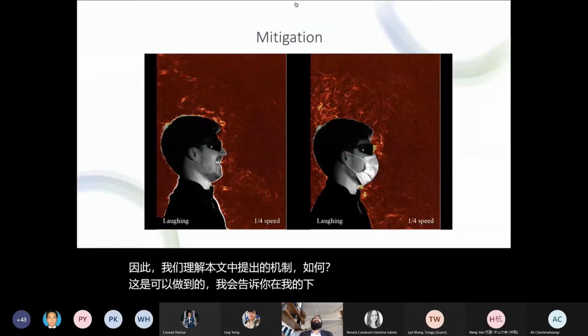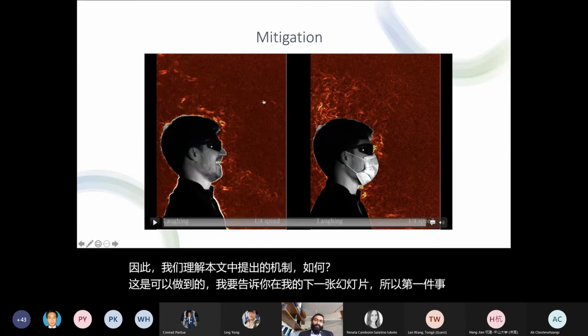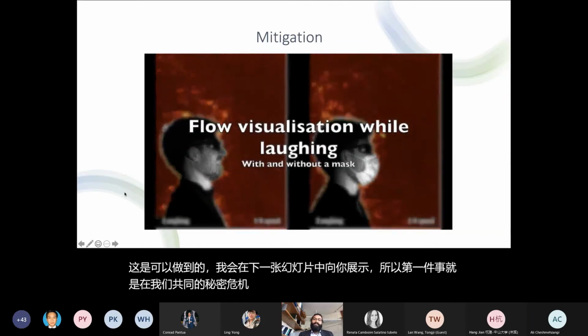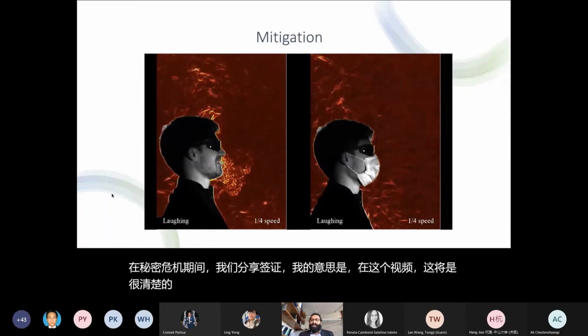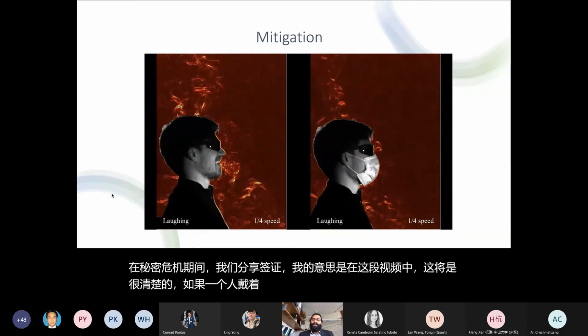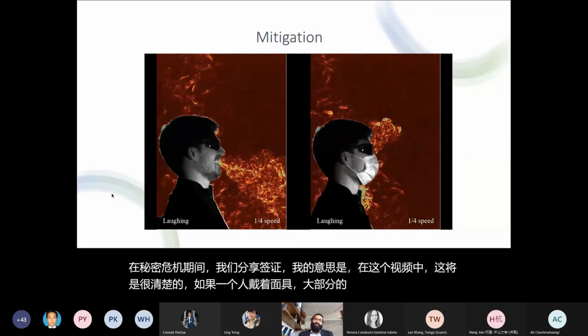One of the first things during the COVID crisis was that, as will be clear in this video, if a person wears a mask, most of the exhalation fluid this person releases remains close to the body plume.